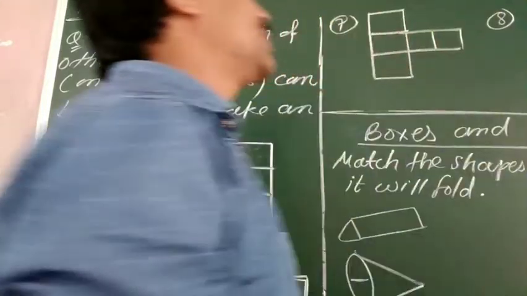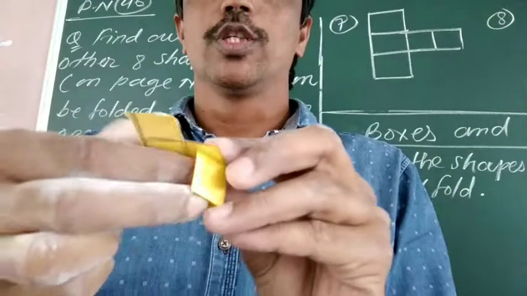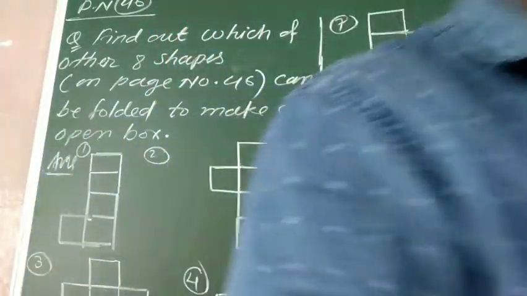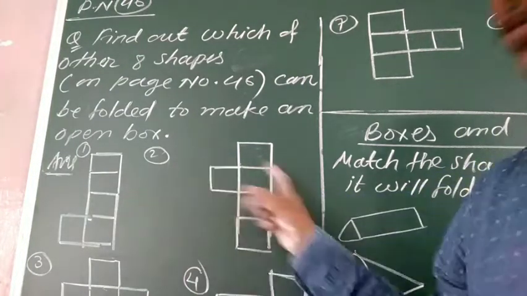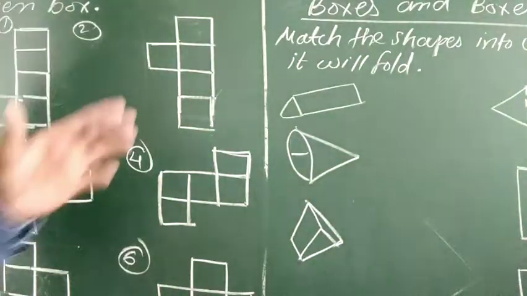So it is the same with 5 pieces. So when you fold this one also, it will fold into an open box. So see, these are the 5 pieces which will be folded into an open box. Okay. So 1, 2, 3, 4, 5, 6, 7 and 8. These are the 8 pieces which will be folded into an open box.